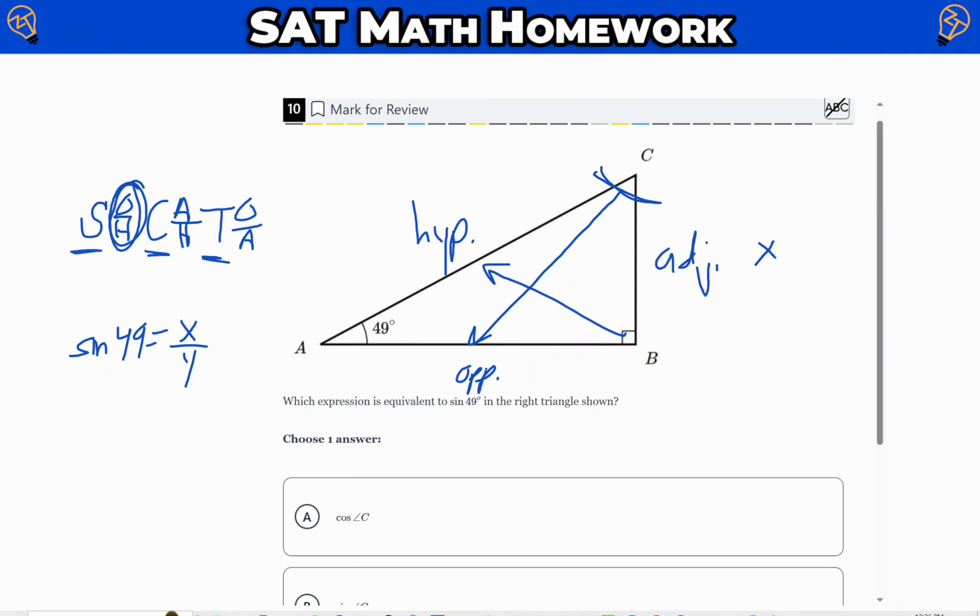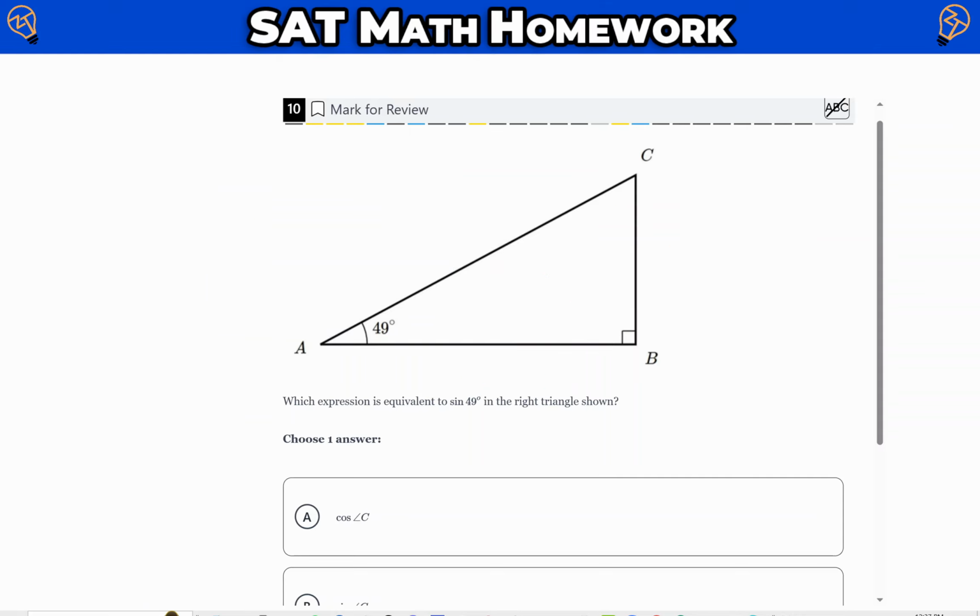Well, keep in mind, we labeled this as X and this as Y. Let's go ahead and call this one Z. And so if we do cosine from C, where cosine's adjacent over hypotenuse, you have adjacent over hypotenuse. Well, look at that. That ends up being equivalent to sine of 49, making the correct answer A. And you could have potentially gone through the other options, specifically if we didn't get the answer right away, but you would still find that the others don't work.